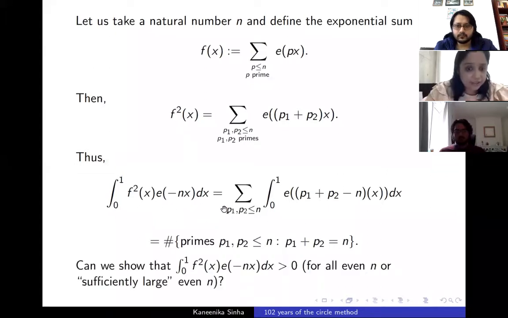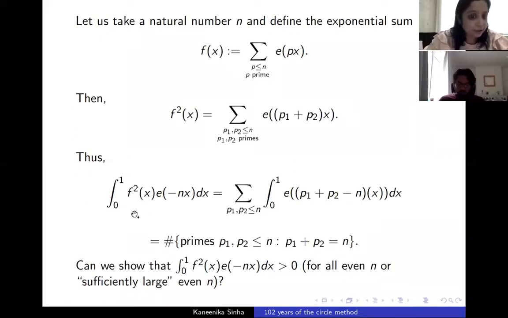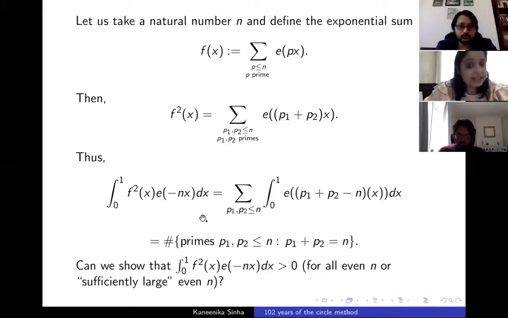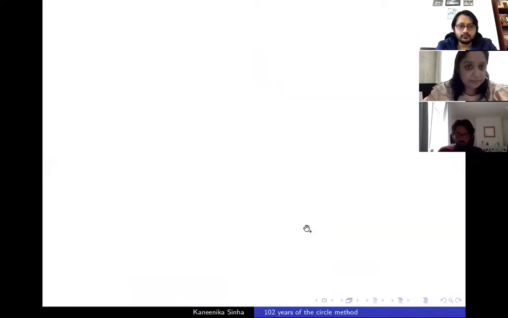So now the question is, if you want to check whether an even n, or a sufficiently large even n, can be written as a sum of two primes, what you really need to show is whether this right hand side is something greater than 0. Therefore, in the language of the integral, can we show that the integral of f square of x times e of minus nx dx is greater than 0, either for all even n or at least for some sufficiently large even n?